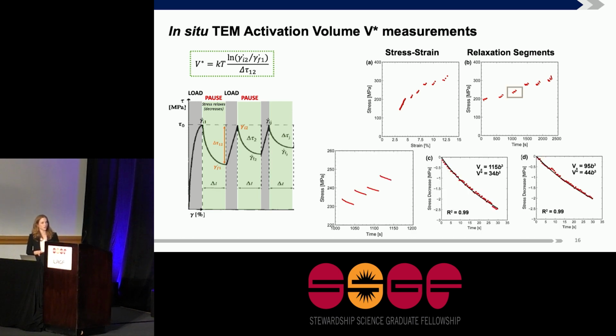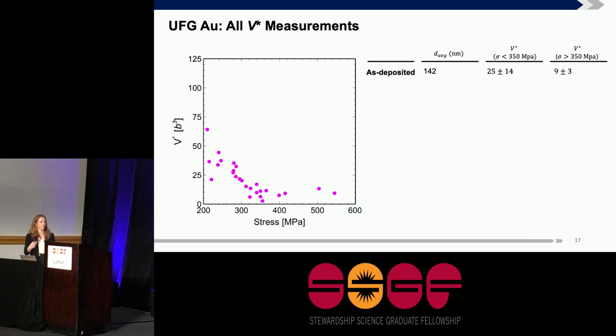I'll quickly show just 4 relaxation segments and the activation volume values that I've measured for these relaxations, being 34 and 44 b cubed. It's just an example of one specimen, but I've of course repeated it and repeated it and repeated it until I have many different data points. And this is all the activation volume versus stress data points that I have for the as deposited gold.